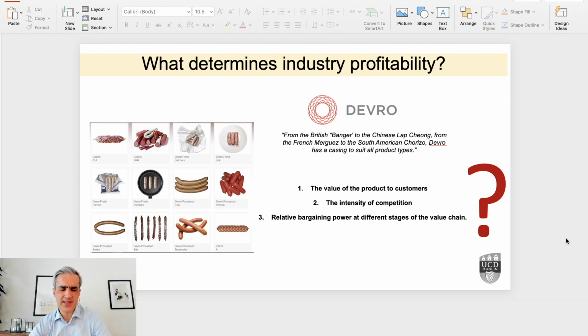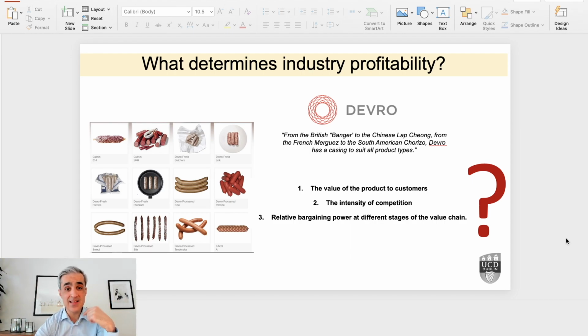And now let's think about it. How profitable do you think this industry is? In other words, what is the value of the product to the customers? What is the value of sausage casing to those companies that produce sausages? Second, what do you think is the intensity of the competition? How many out there actually make casings for sausages? And third, what is the relative bargaining power that they have with their suppliers and with their buyers?